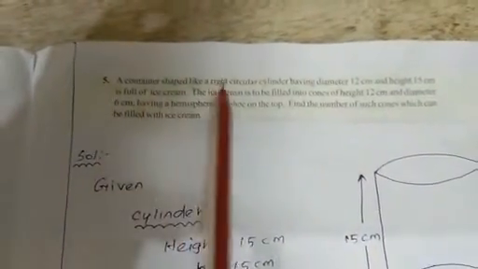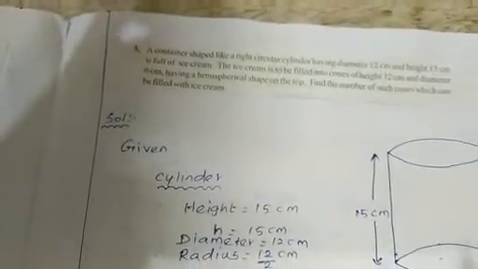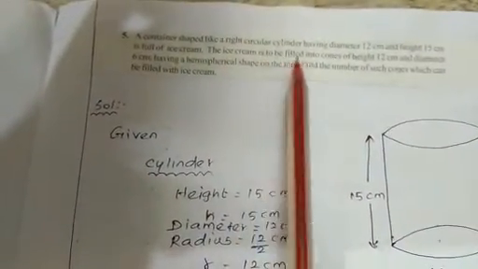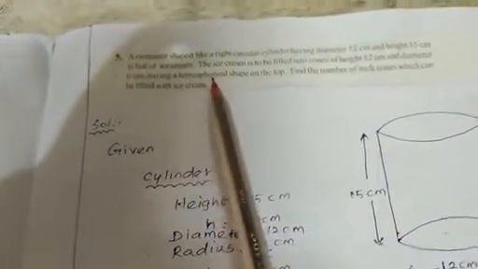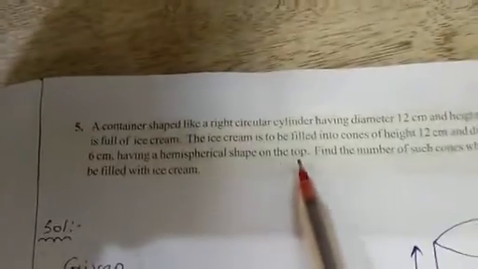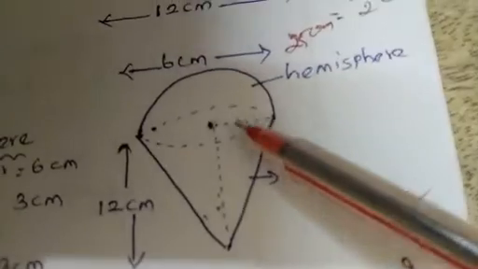A container shaped like a right circular cylinder having diameter 12 cm and height 15 cm is full of ice cream. The ice cream is filled into cones of height 12 cm and diameter 6 cm, having a hemispherical shape on the top. So cone, and above it we have a hemisphere.